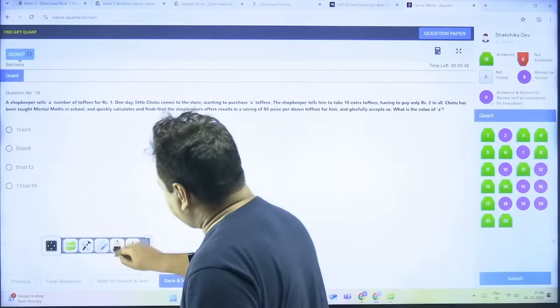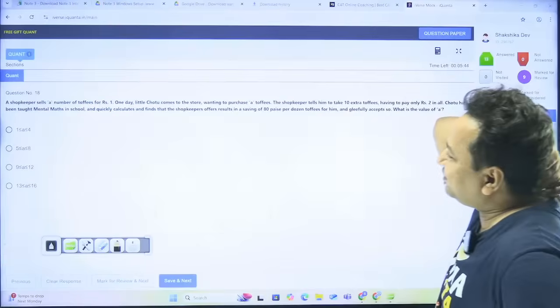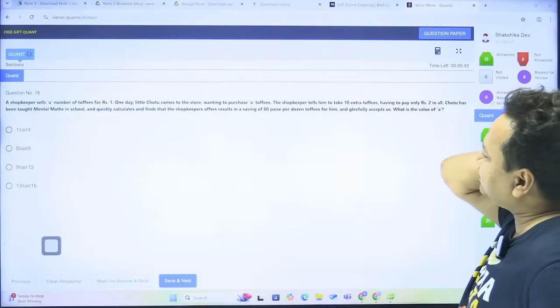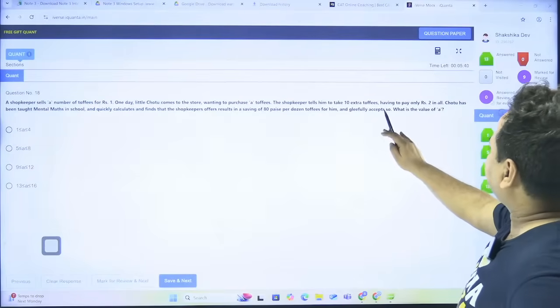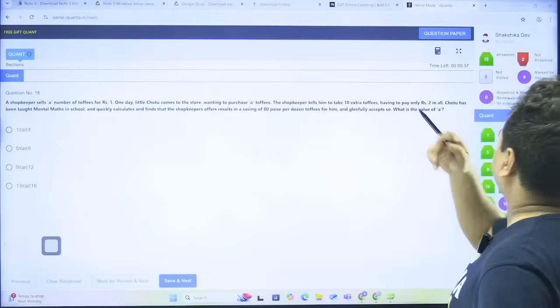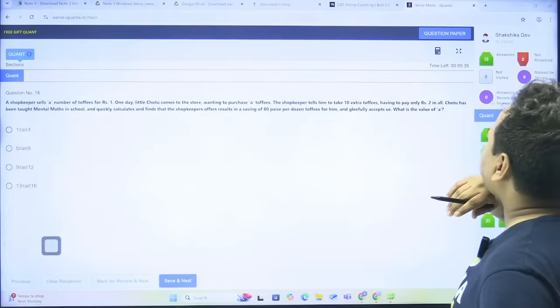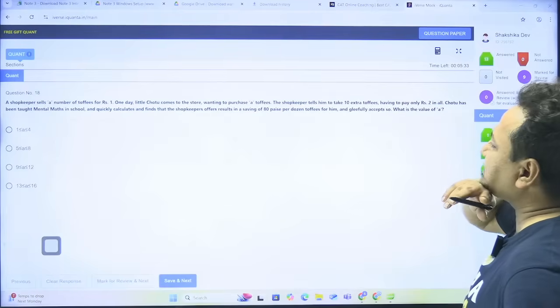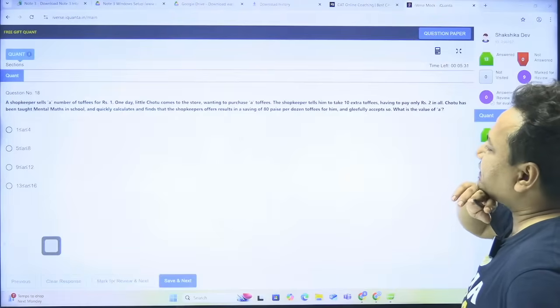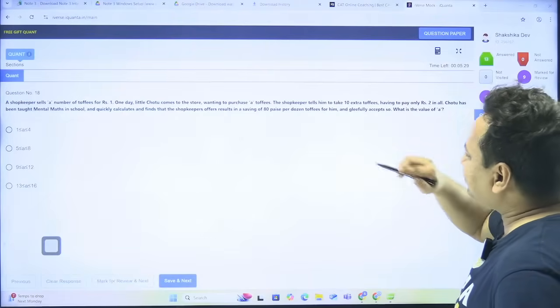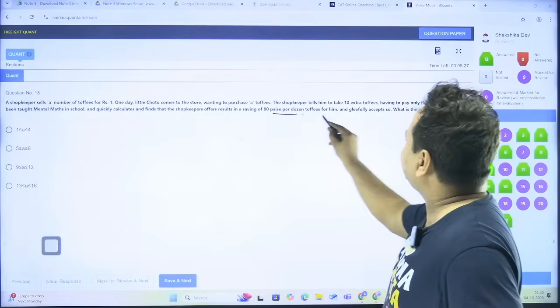अब शांत रहना सब लोग। Shopkeeper sells 8 number toffees for ₹1. One day, little Chotu comes to the store waiting to purchase 8 toffees. So he tells him to take 10 extra toffees, having to pay only ₹2. Okay. Chotu has been taught mental maths in school and quickly calculates and finds a way of results in saving 80 paise per dozen toffees for him.